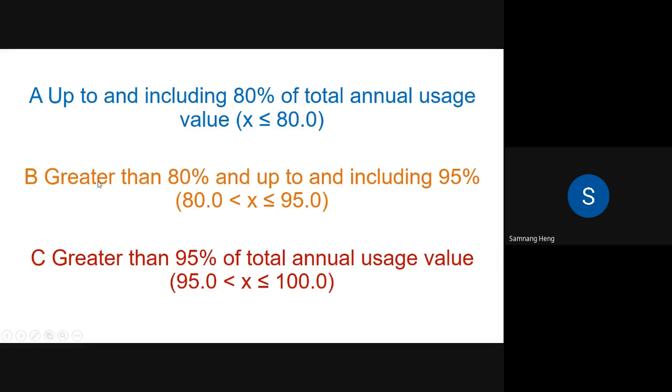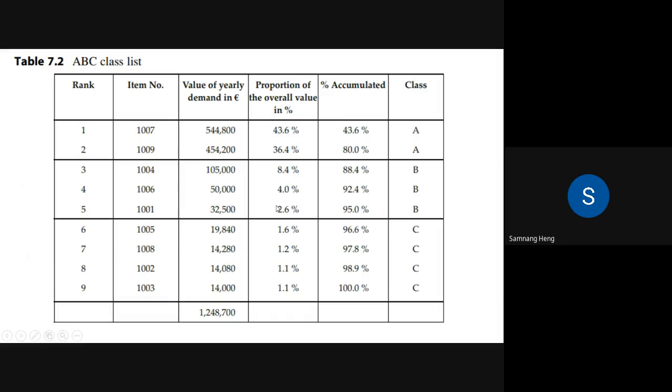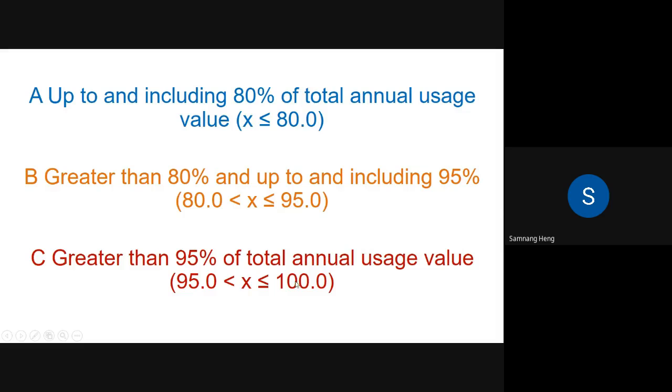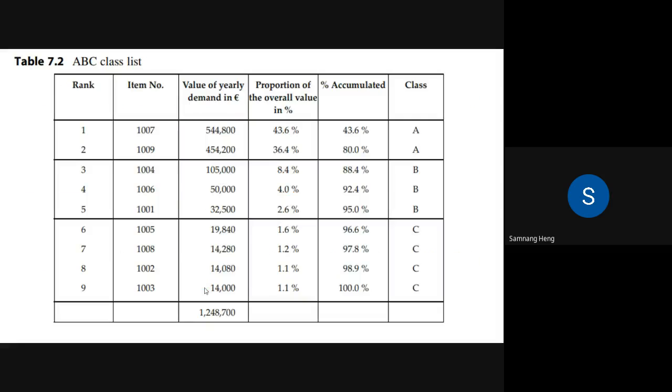Class B has to be between 80% and 95%. So 80% is for class A, right? Any item that accumulated from 80 to 95% is class B. Class B accounts for items 1004, 1006, and 1001. And then class C is any item that has an accumulated percentage over 95%. So anything above 95% goes to class C.